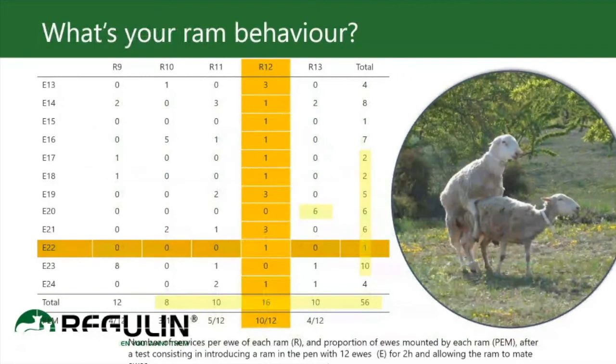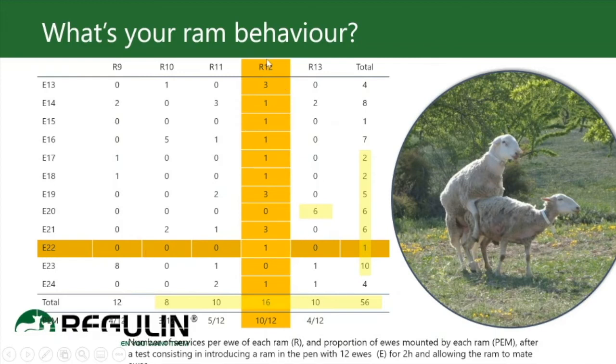So if you look at this slide, if you look carefully at that image, you'll notice that that is the best looking ewe and the best looking ram I could find on the internet. Perhaps not. This is an example of behavior. So on the left hand side, E13 through to E24, those 10 odd ewes there are their ewes, and across the top are the rams. And it's looking at the amount of jumps and the amount of covers, right?